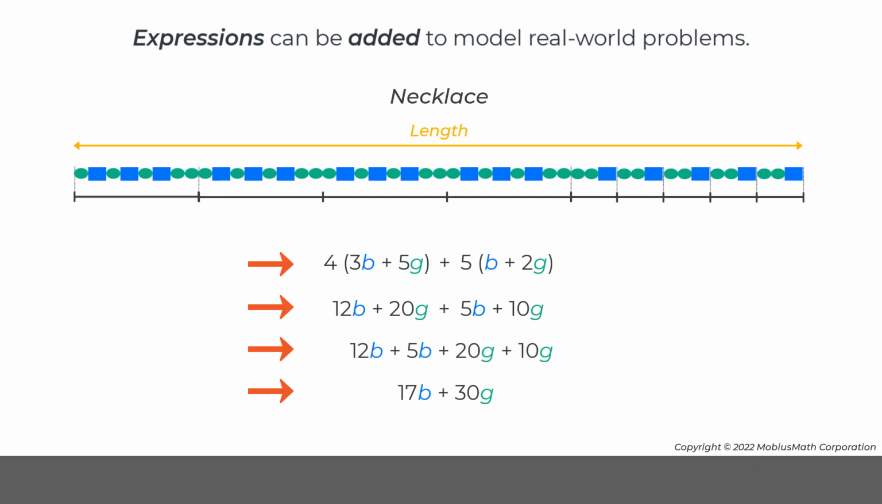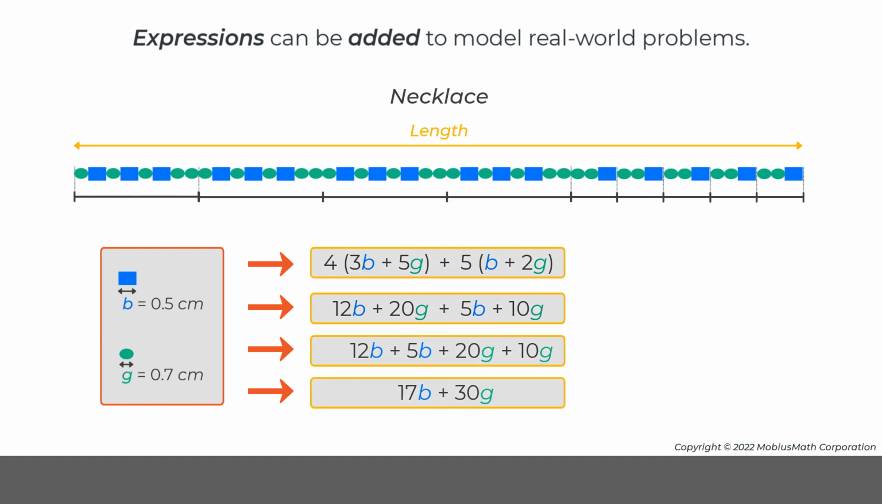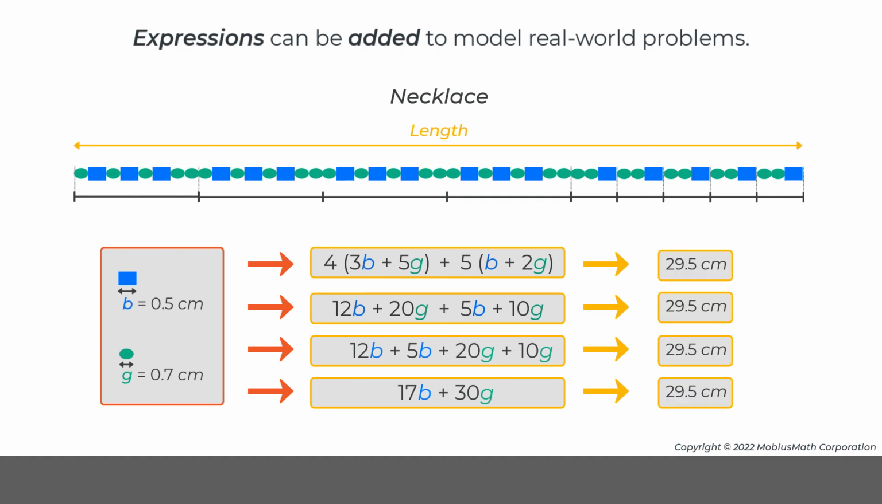Note, each of these expressions is equivalent. So, if the length of a blue bead, b, and the length of a green bead, g, are substituted into each expression, it will calculate the length of this necklace.